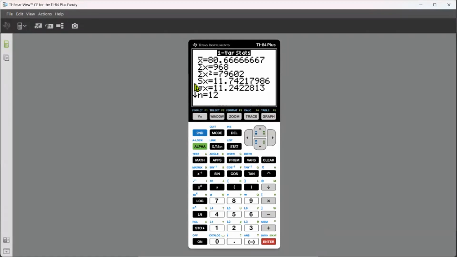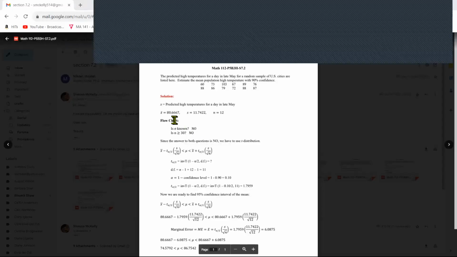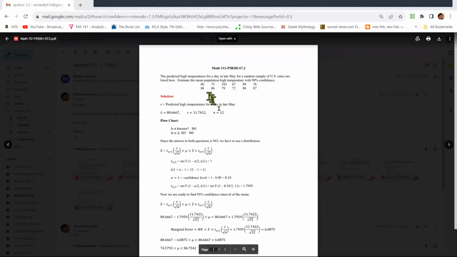If you get different numbers, you may have made a mistake with the data. Sometimes we make mistakes with the data, so check your data first, but it should match. So we have 80.6667, 11.7422, and N is 12. This is going to be the case if you have raw data, whether you're using Z or T. You'll have to go to the calculator to do it.